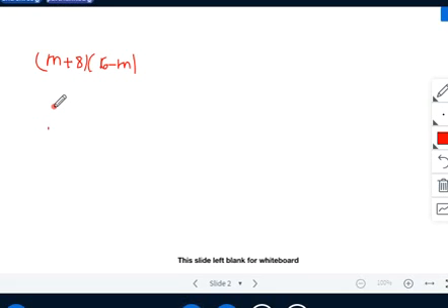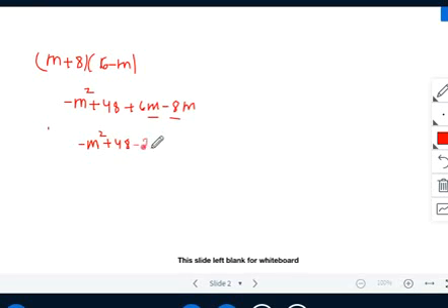Yes, that's correct. And also, further you can simplify it, like plus 48 plus 6m minus 8m. So 6 minus 8 will give you negative 2m. Okay, so only the same terms of m you have to solve at the very end. Everything is correct, only solve these two.